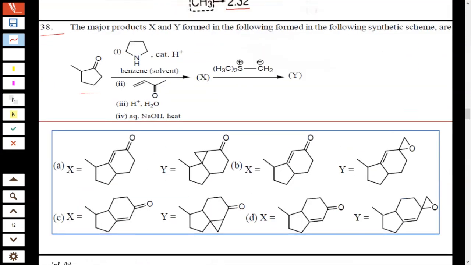Option B is correct here. Option A is ruled out because this is not an epoxide. In option D, this bridged double bond will not occur, hence option D is also ruled out. In option C, this is a carbonyl group and not an epoxide. Hence option C is also ruled out.